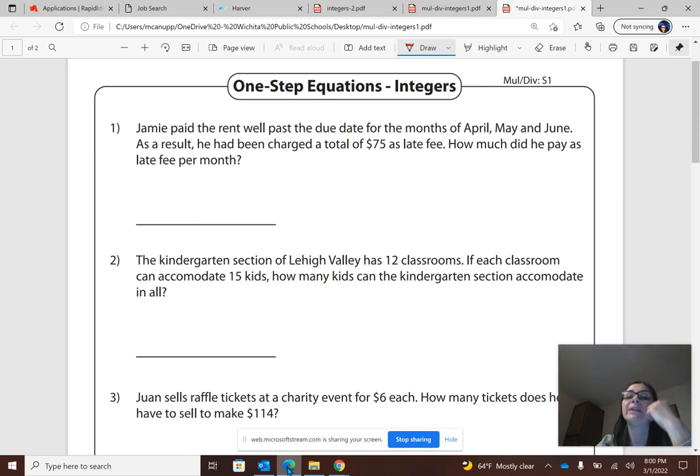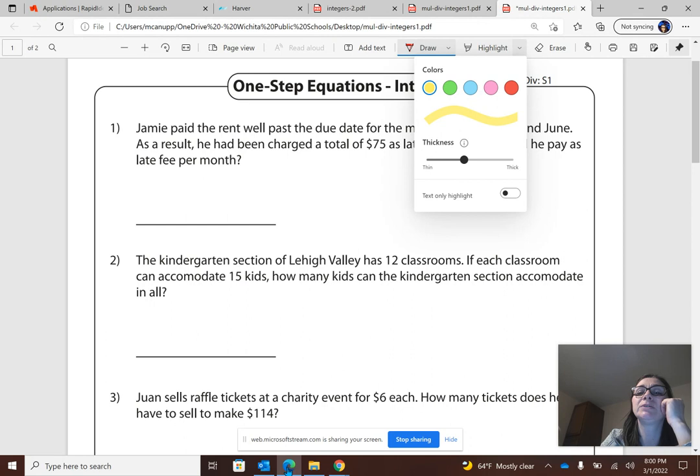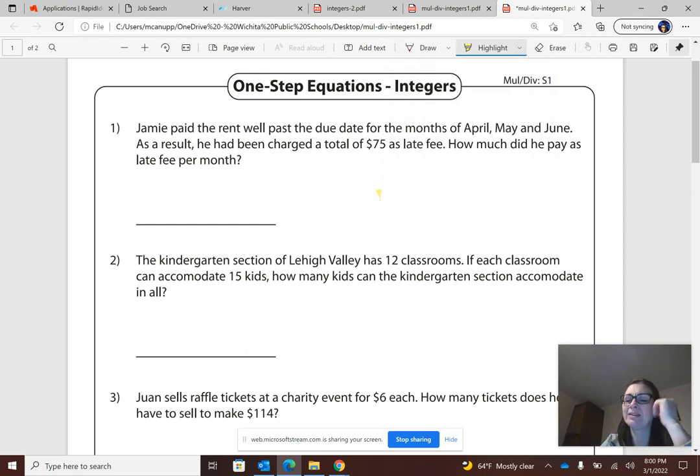So now I'm going to read it again, and I'm going to use a highlighter here to highlight things that I think are important. Jamie paid rent well past the due date for the months of April, May, and June. As a result, he was charged a total of $75 as a late fee. How much did he pay as a late fee per month? Okay, it's starting to make a little bit more sense.